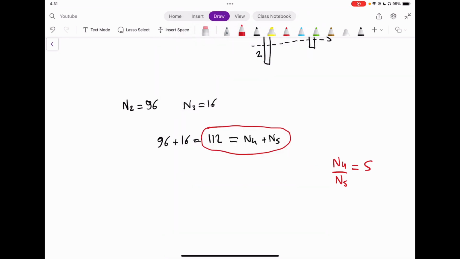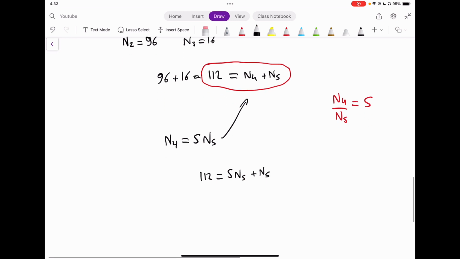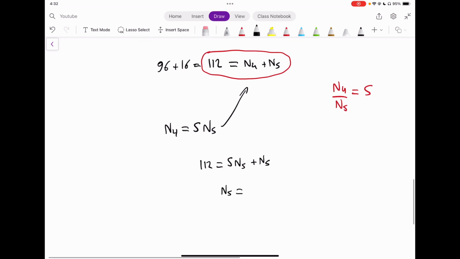If we were to solve for this system and find the right number of teeth for N4 and N5, we would have to say N4 is equal to 5 times N5, if we rearrange the equation on the right. And we also have the following equation, so we can plug this in and say that 112 is equal to 5 times N5 plus N5, which means 6 N5 is equal to 112, so N5 is 18.67. And then from there, we could do 5 times 18.67 and find N4.